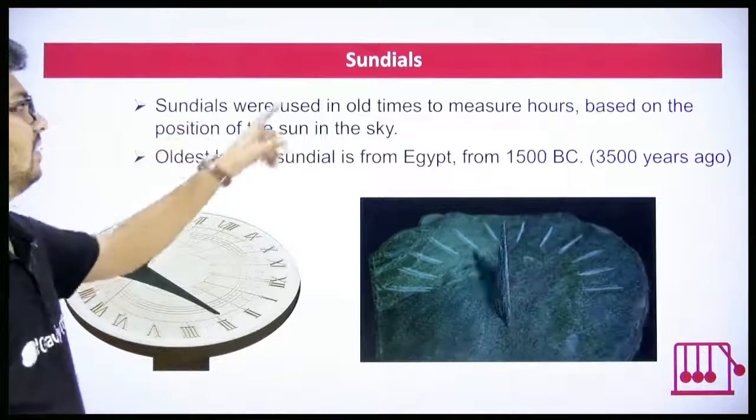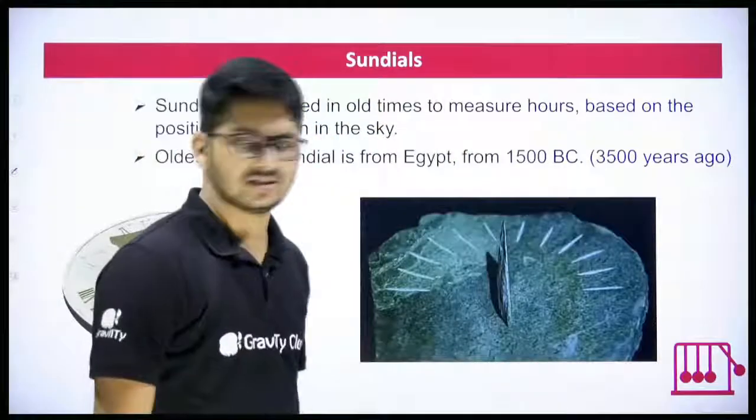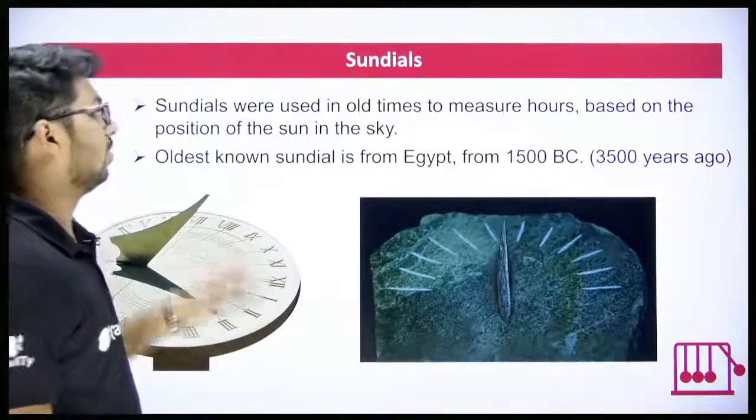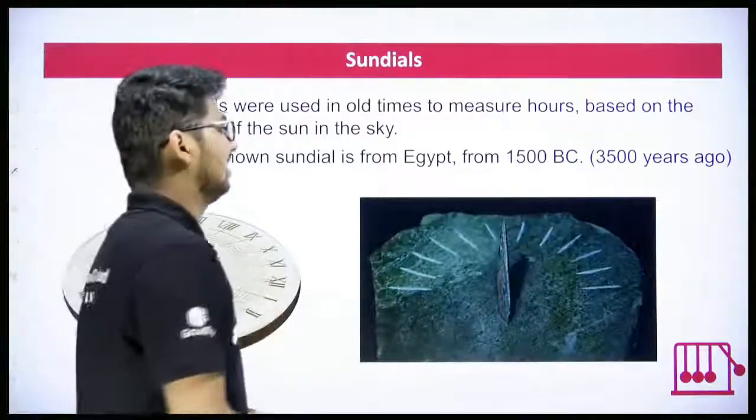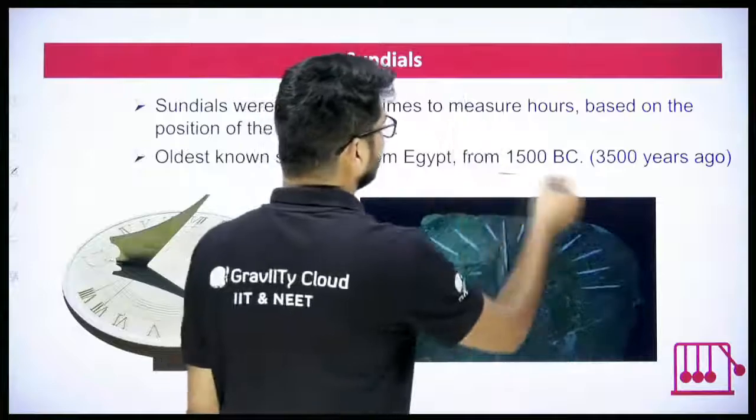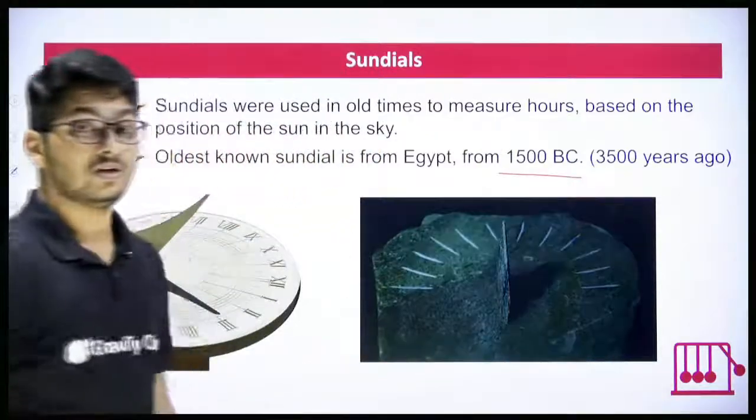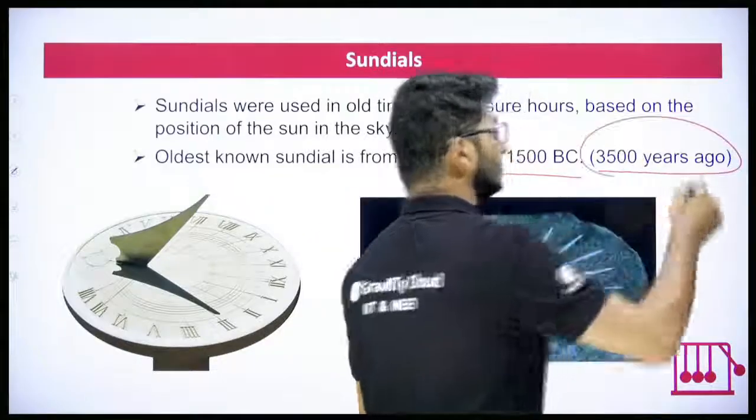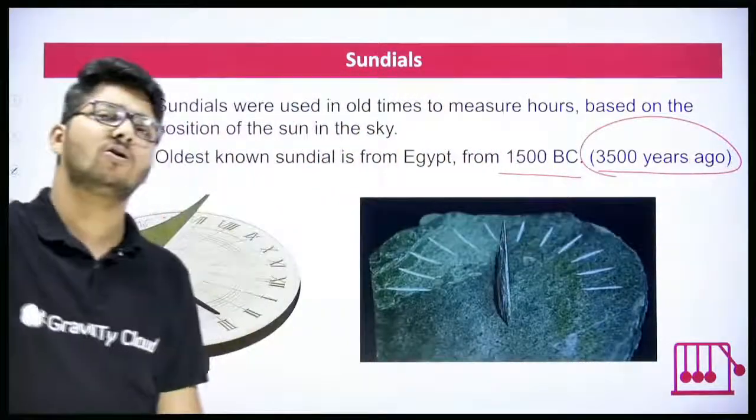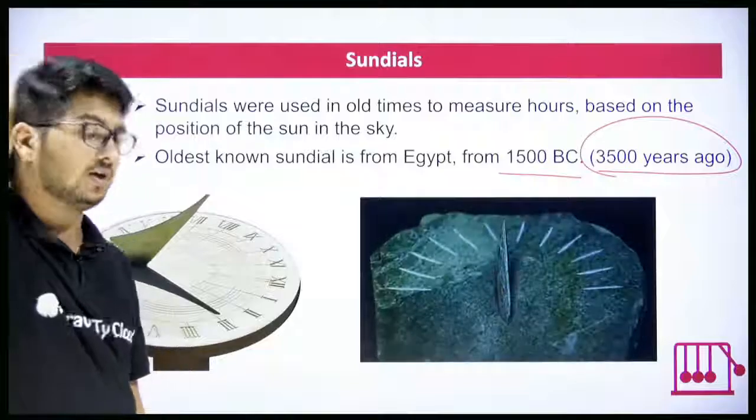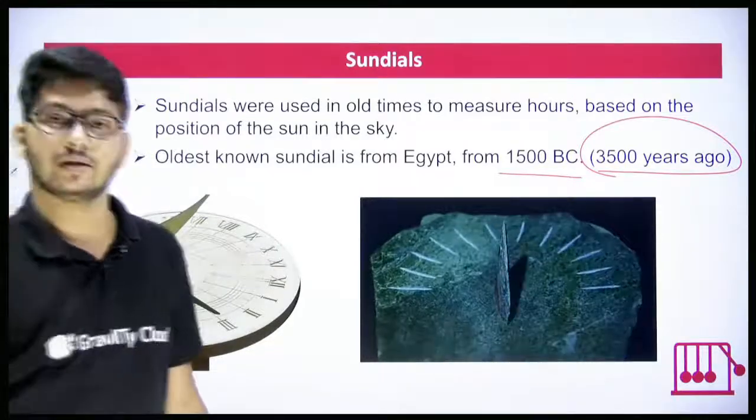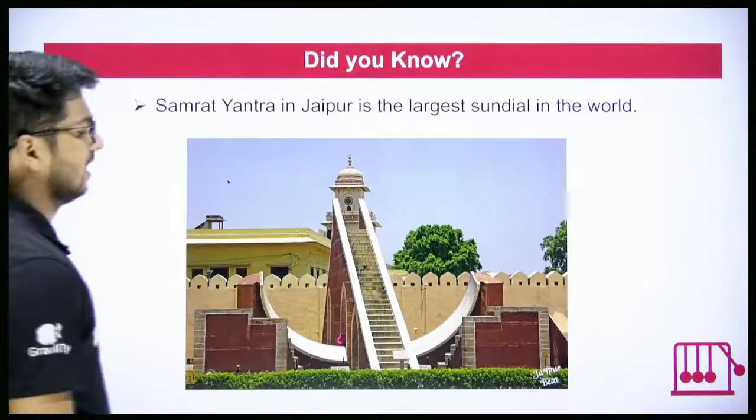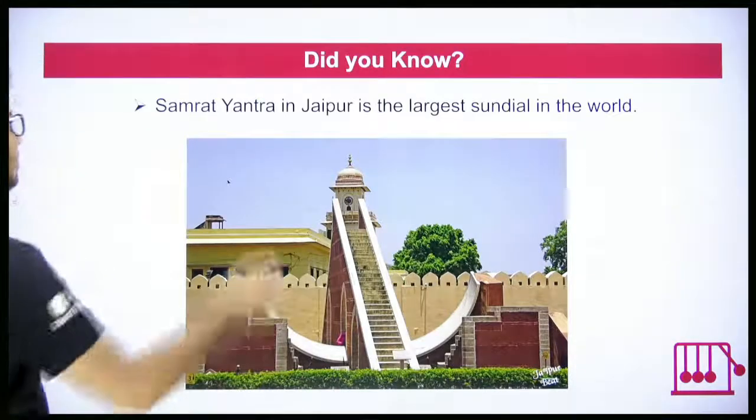Clear? So sundials were used in old times to measure hours based on the position of the sun in the sky. And the oldest known sundial is from Egypt, from around 1500 BC. What is 1500 BC? It is 3500 years ago. Long back. Very long back. Even then sundials were there. Good? Okay.